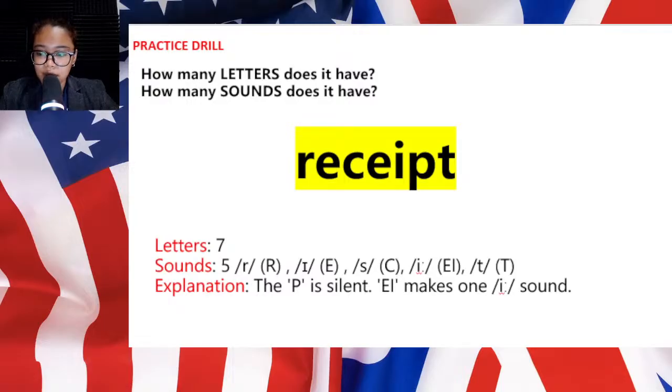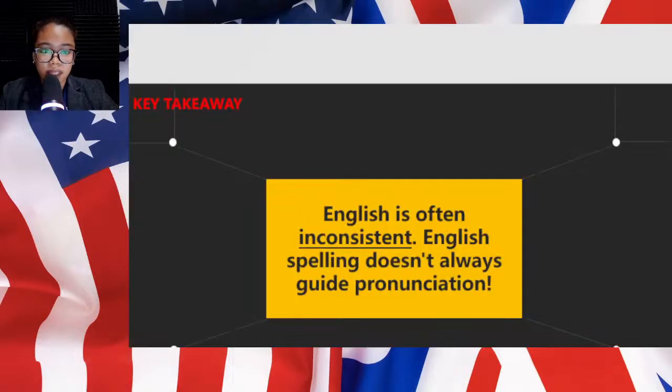Okay? So, our key takeaway here, everyone, as we reach the end of our first subtopic on English pronunciation: this final slide perfectly summarizes it. English is often inconsistent. English spelling doesn't always guide pronunciation. It beautifully encapsulates everything we've explored today and in the previous meetings about the relationship between letters and sounds in English.